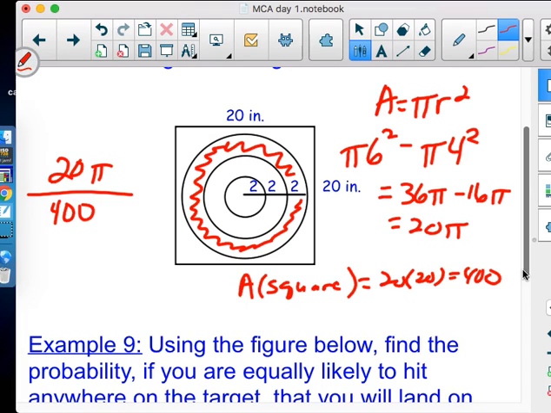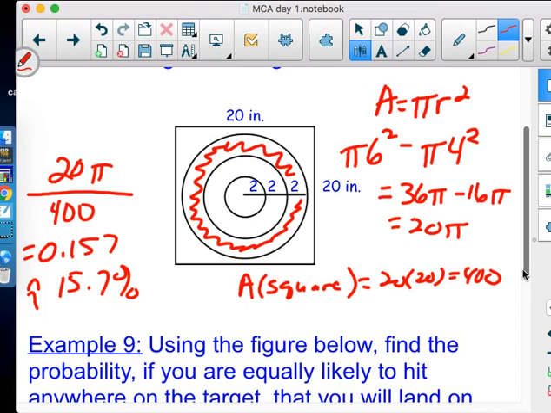They're going to want to make us punch that in and make sure we know what it is. So parentheses, 20 times pi, parentheses, and then divide it by 400. 0.157, approximately 15.7%. So a pretty good chance that we'd hit that outside ring.